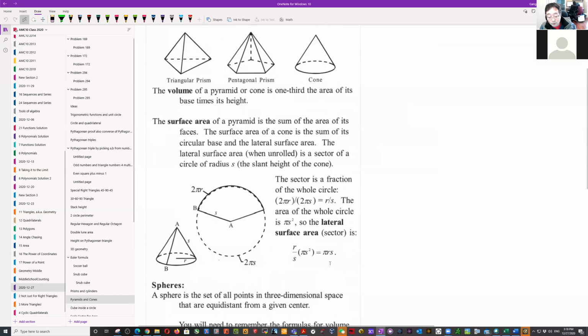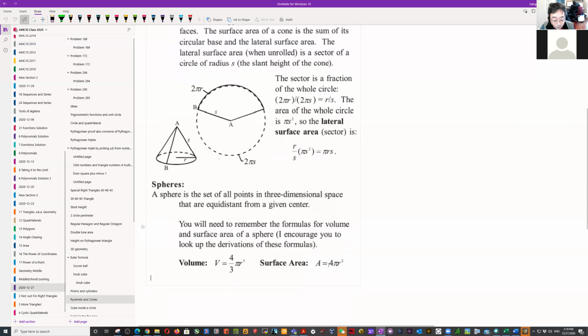And you can watch YouTube on how this formula works. Basically, people can cut out a cone and other shapes and try to fill up a cylinder of the same height with water. Basically, it takes 3 cones to fill up the cylinder. So that's why it's 1/3.